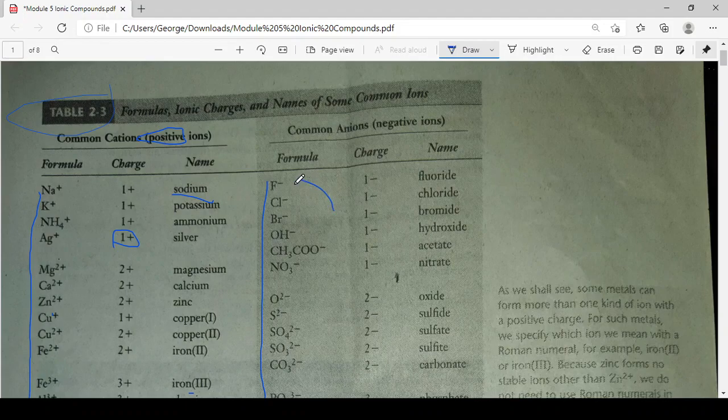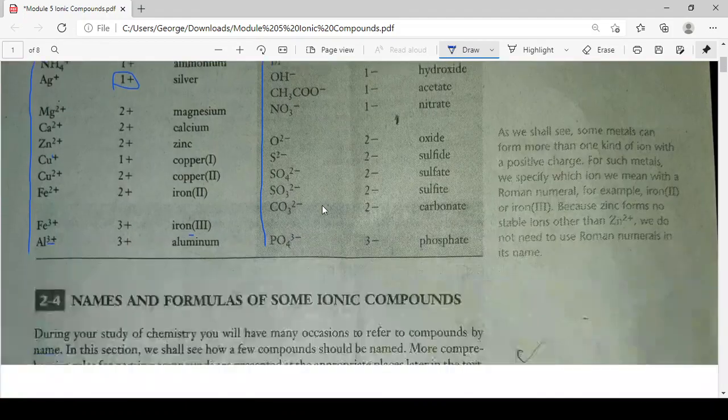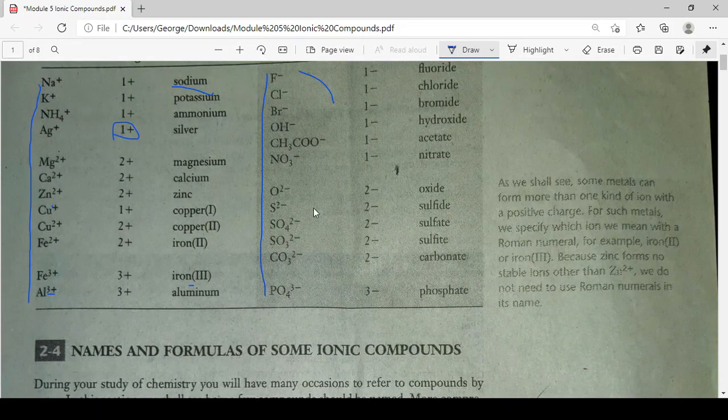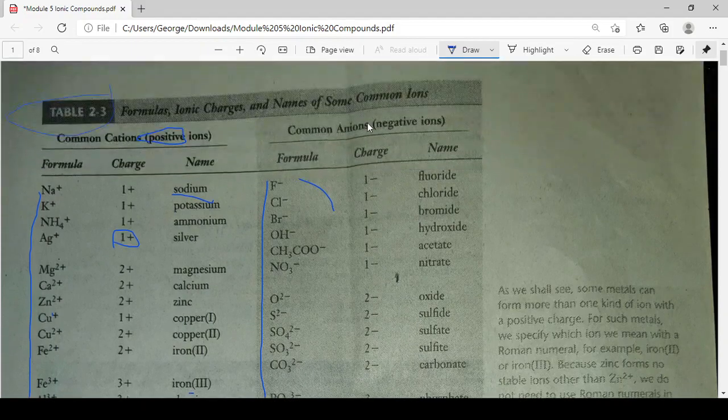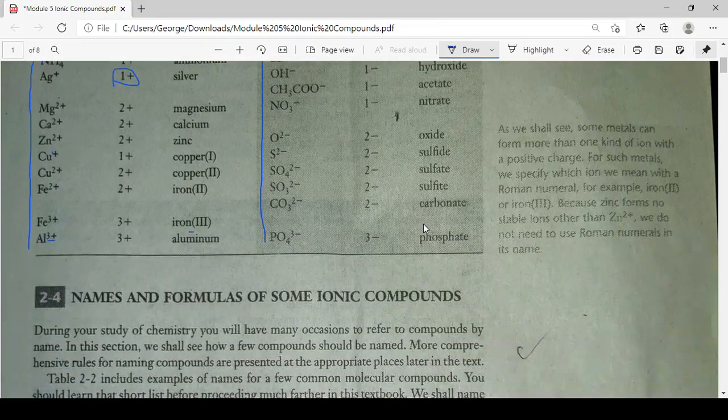Ang fluoride natin is F negative. Ang chloride natin is Cl negative. Ang inyong bromide, Br negative. And your OH is our hydroxide, CH3COO negative is your acetate. NO3 negative is your nitrate. So on and so forth. Next, we have your oxide, sulfide, sulfate, sulfite, and carbonate. These are your 2 negative charges na anions. And you have your phosphate, which is a negative 3.